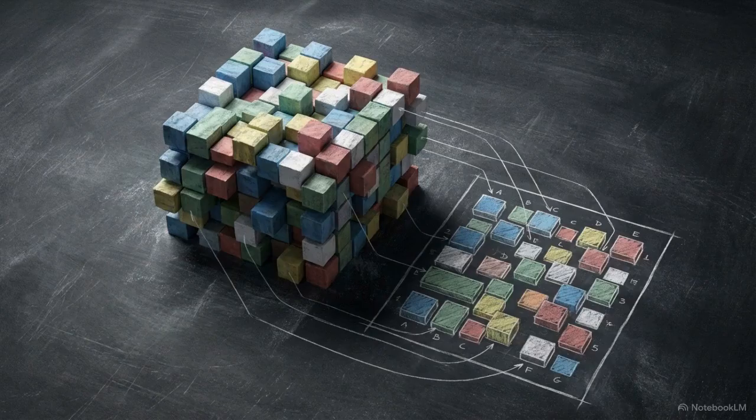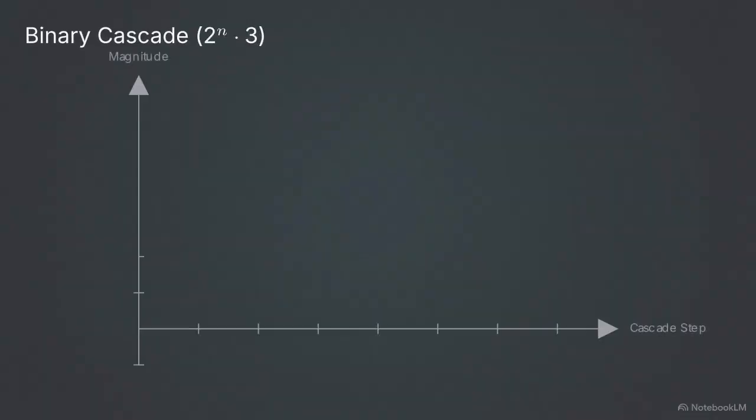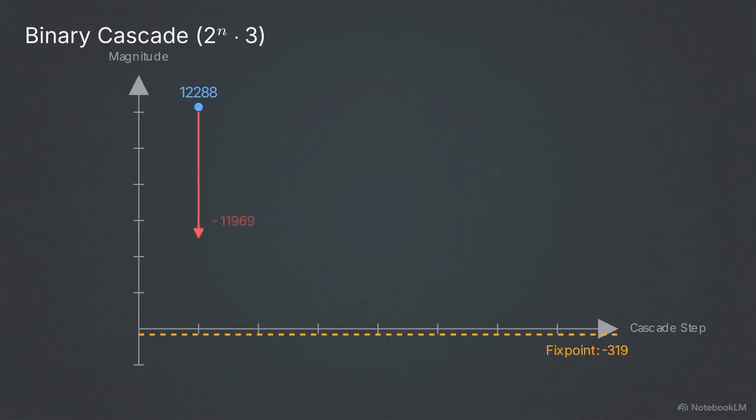The system decompresses massive numbers using an algorithm similar to a Newton-Raphson iteration. This is a mathematical method used to find successively better approximations for the roots or fixed points of a dynamic function. This graph illustrates a binary cascade. Using the sequence 2 to the power of n times 3, numbers are stripped down through recursive subtraction.